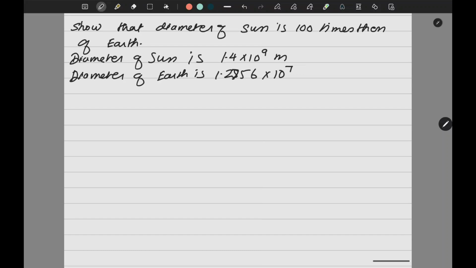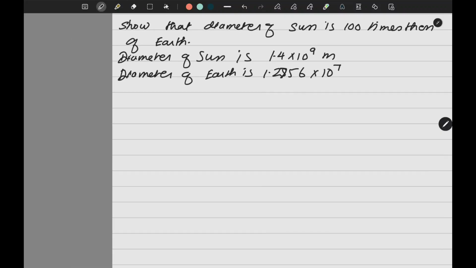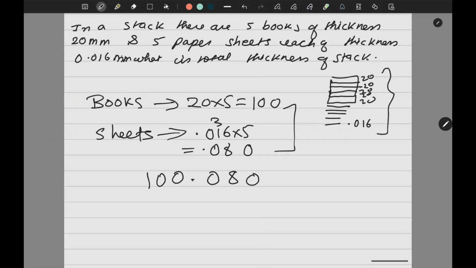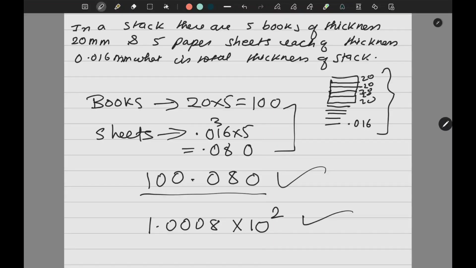Now show that the diameter of the sun is 100 times that of the earth. One more thing, in the previous question I forgot to tell you, this is the answer, and this is the usual form. If I want to write it in standard form, how will I write it? 1.0008 into 10 to the power 2. So this is also correct.